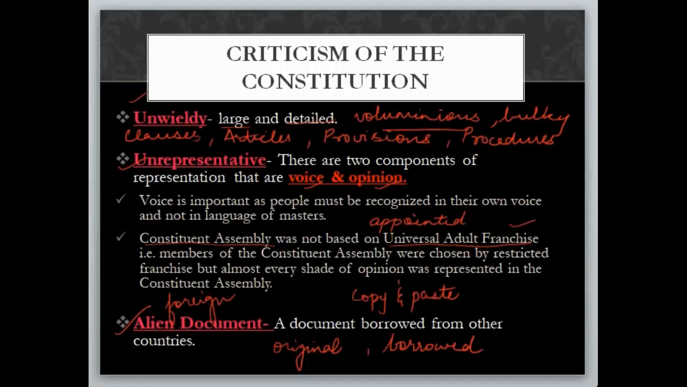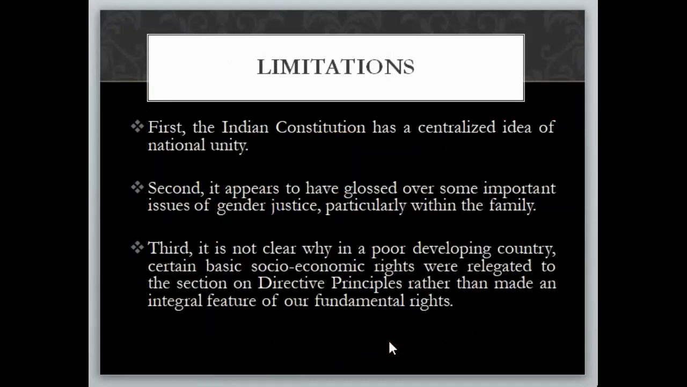But still, there are certain things that do not coincide with our country's conditions, and so we say that it is totally an alien document which has been adopted but has not been curated. There is a difference between curated and adopted, and so we can say our country's constitution is not curated, and that is why we can simply call it an alien document. So these were certain criticisms of our constitution.